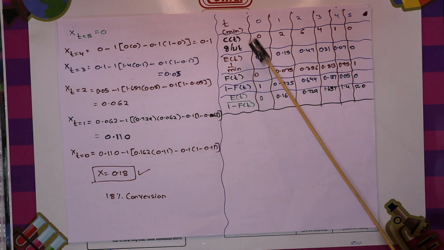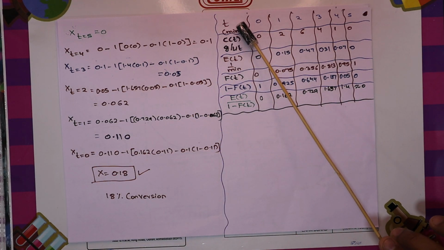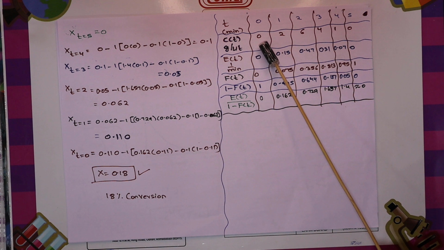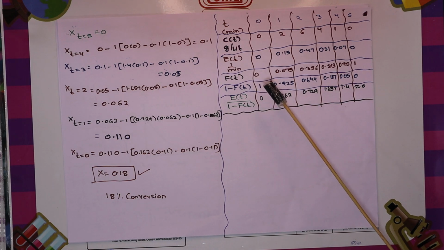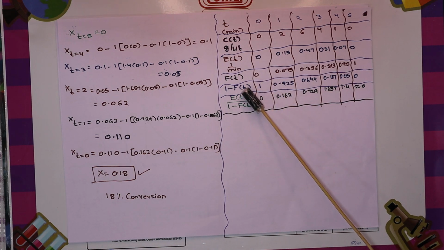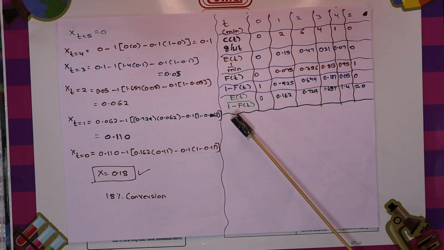Okay, this is the time information. T information, C of t information is given. We have found out E of t information, f of t information, 1 minus f of t information. If you know the f of t, you can calculate 1 minus f of t. Then E of t by 1 minus f of t.